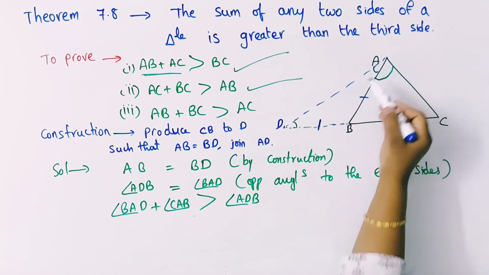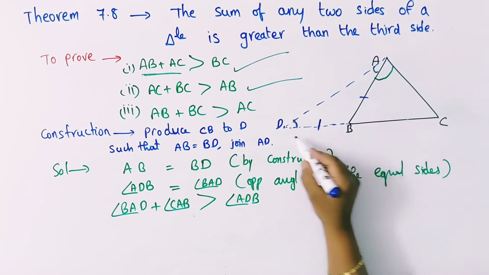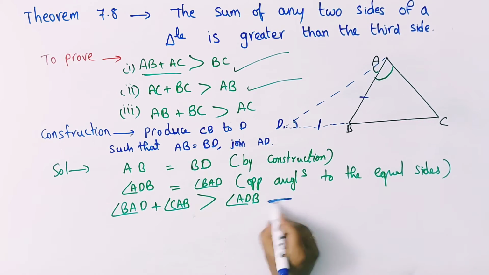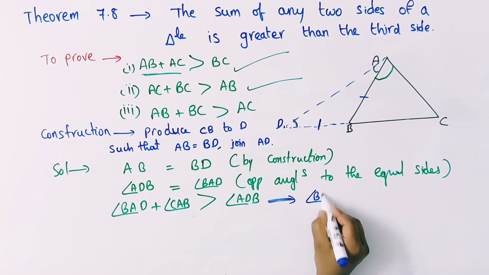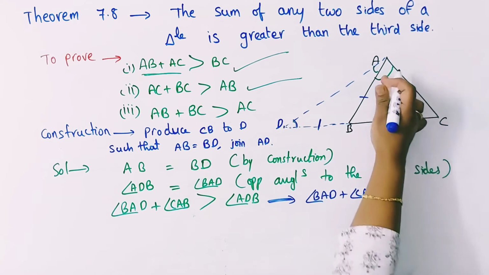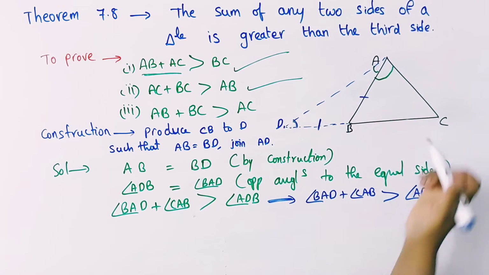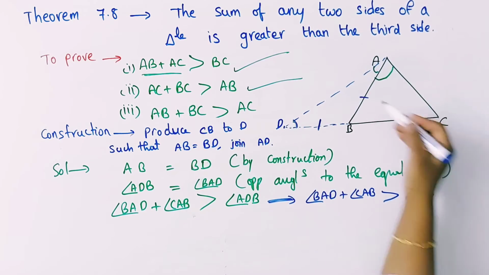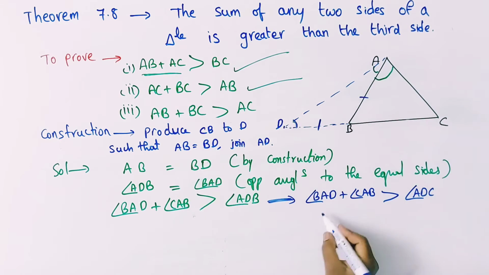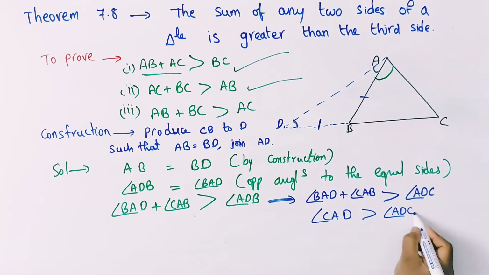Here in place of angle ADB, I am writing angle ADC. Same, right? ADB is equal to angle ADC. So the same thing I am writing here: angle BAD plus angle CAB is greater than angle ADC. What is angle BAD plus angle CAB, children? The whole angle is angle CAD, right? Angle CAD is greater than angle ADC.